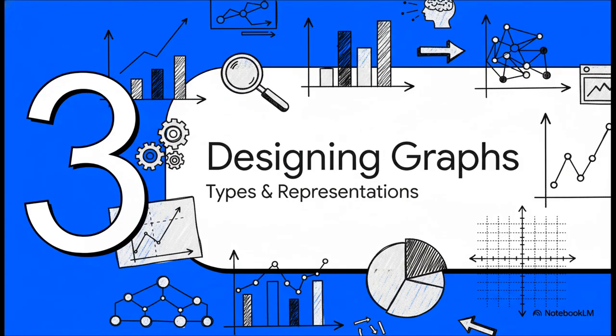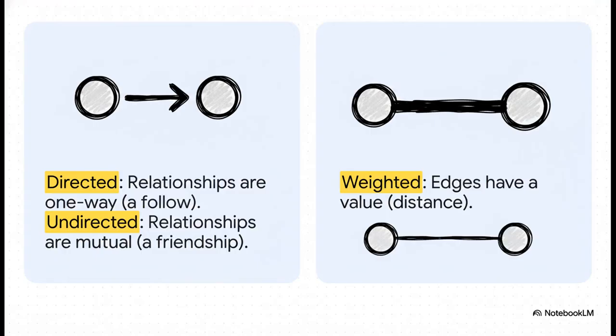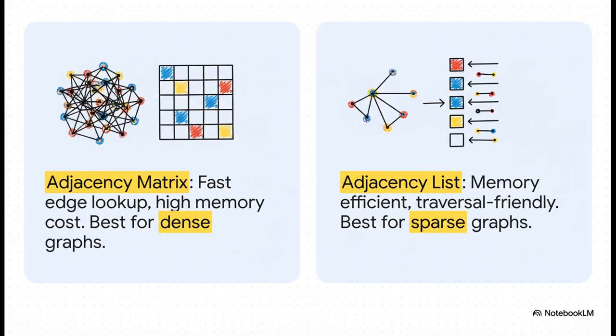Okay, so we've got the what and the why down. Now let's talk about the how. Because graphs are definitely not a one-size-fits-all kind of deal. You actually have to design them specifically for the problem you're trying to solve. So the first big decisions you have to make are about the relationships themselves. Like, is it a one-way street, like following someone on Twitter? That's a directed graph. Or is it mutual, like a Facebook friendship? That's undirected. What about if the connection has some kind of value, like the distance between two cities? Well, that's a weighted graph. These choices you make up front totally change what kinds of questions your graph can actually answer. All right, next up, how do we actually store this thing in a computer?